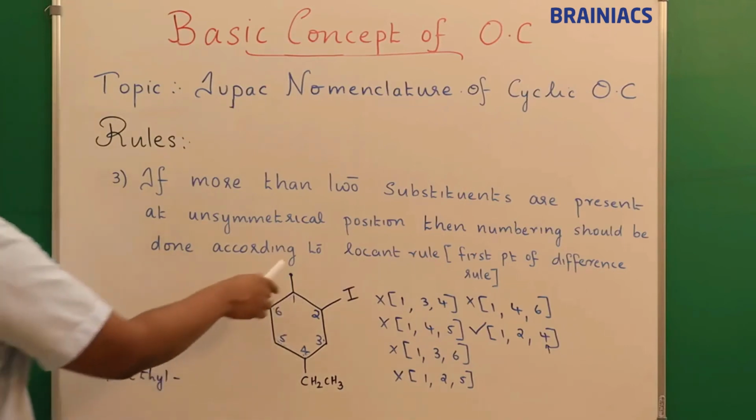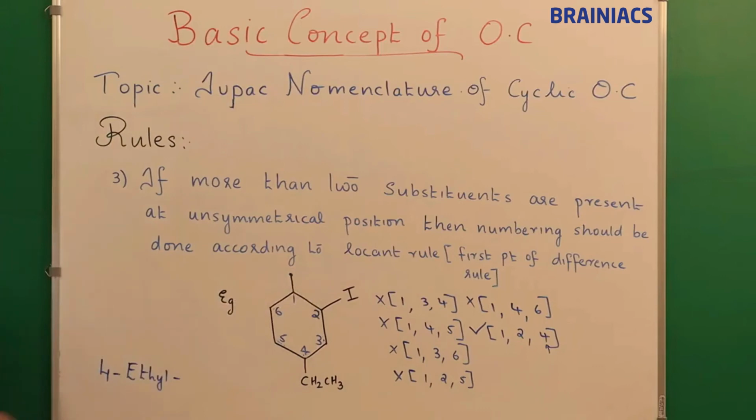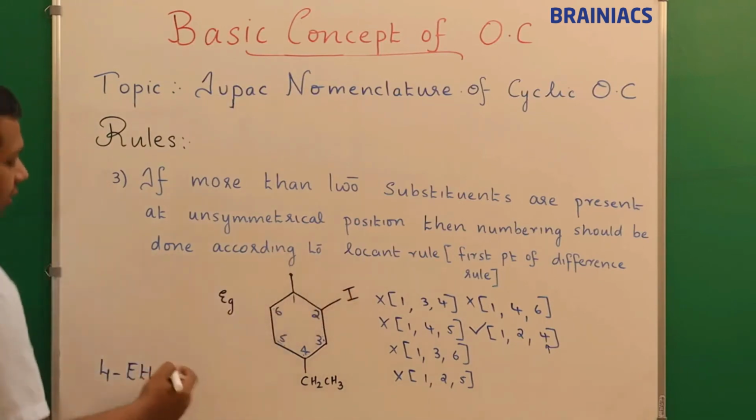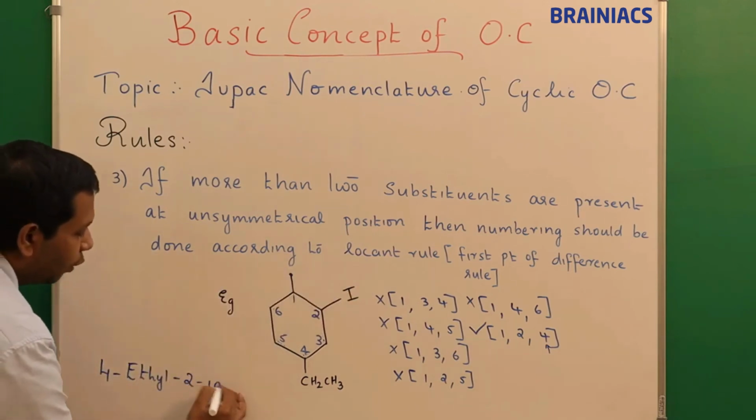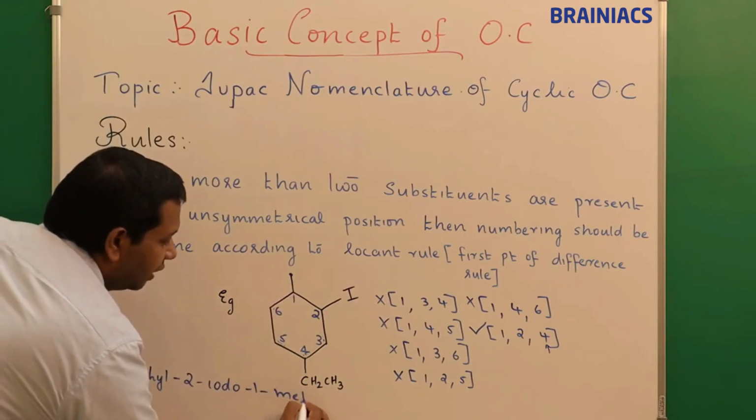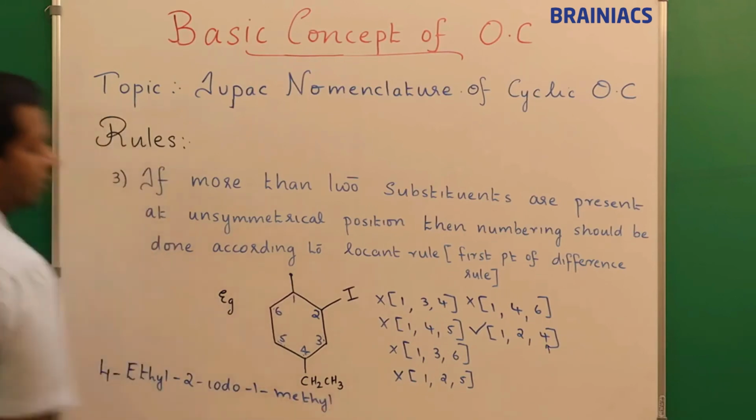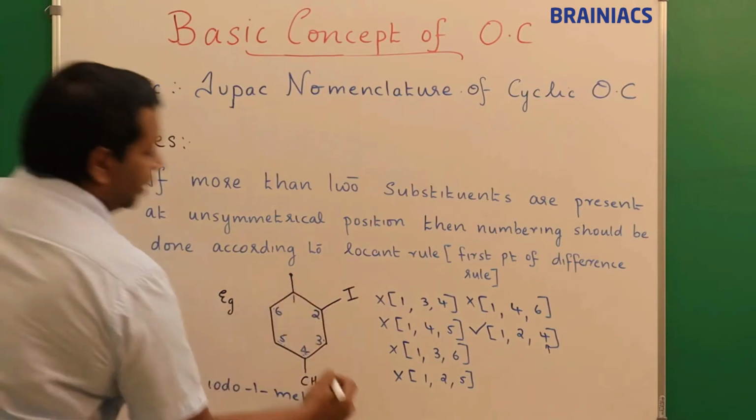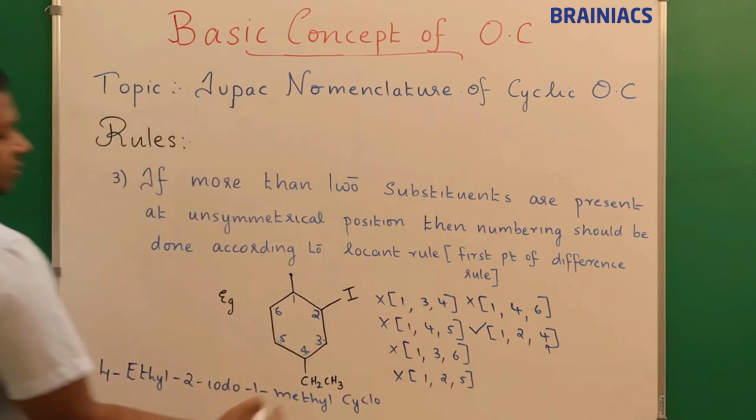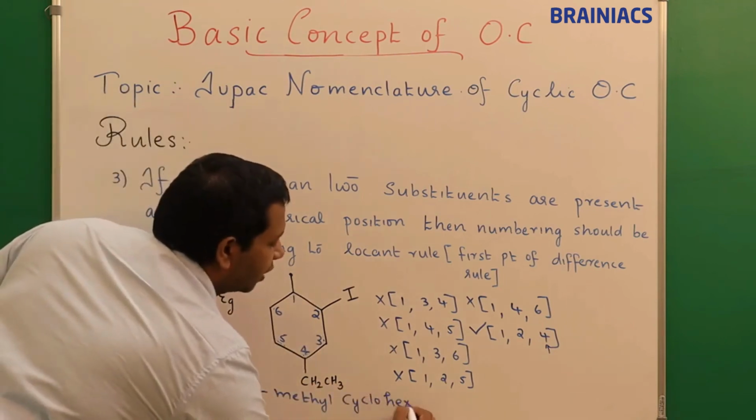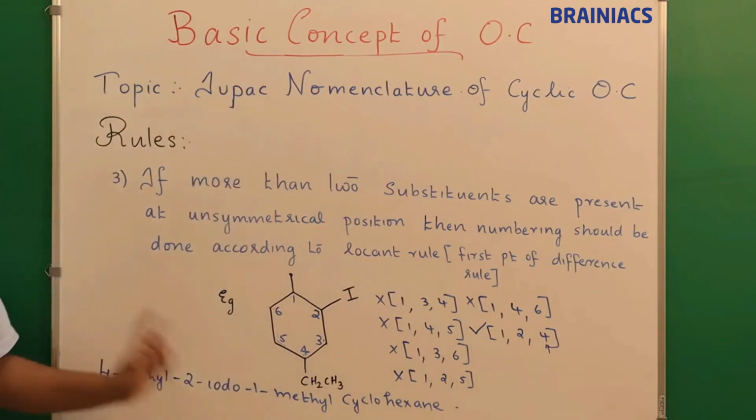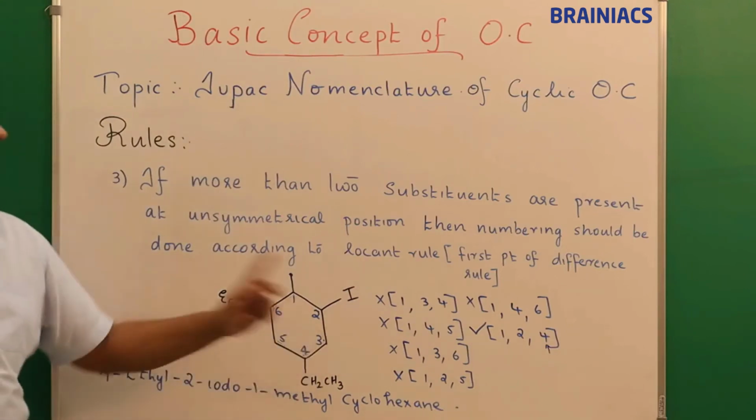Hyphen, then M and I, which will come first? You can say alphabets A, B, C, D, E, F, G, H, I, J, K. So I will come. So 2 iodo, then 1 methyl, correct? We know it is a cyclo compound, so we will write cyclo. 6 carbons are there, so hex. All are linked through single bond. It is hexane. So my answer is 4 ethyl, 2 iodo, 1 methyl cyclohexane.